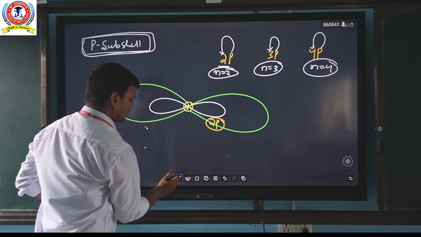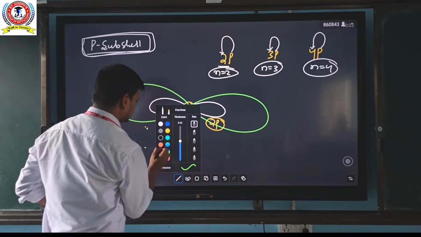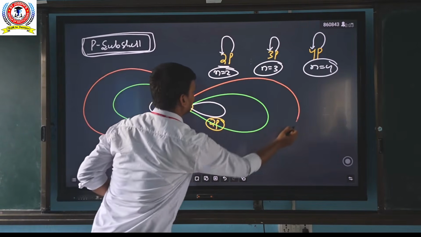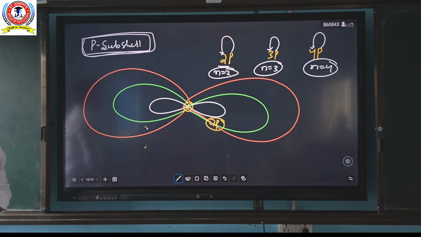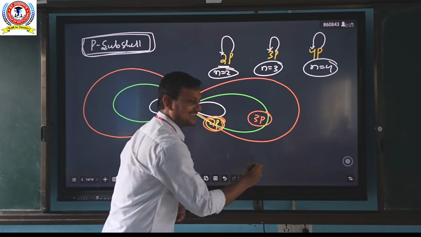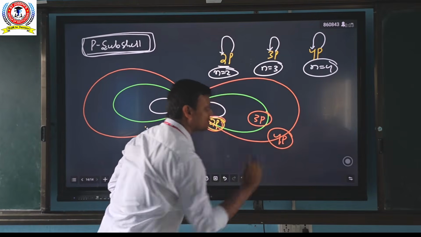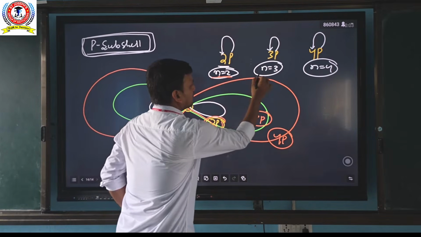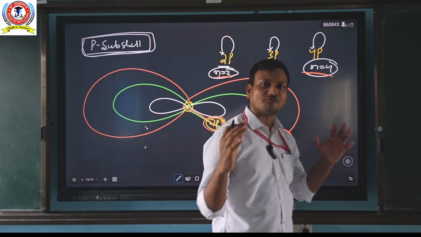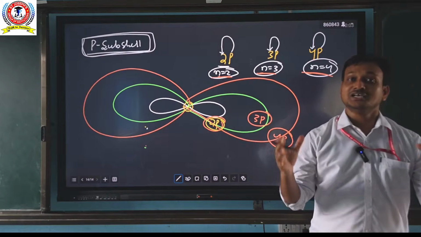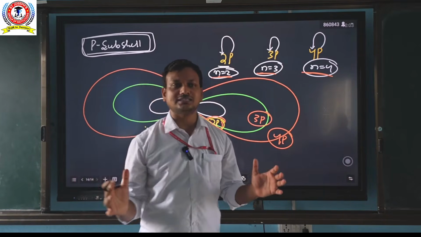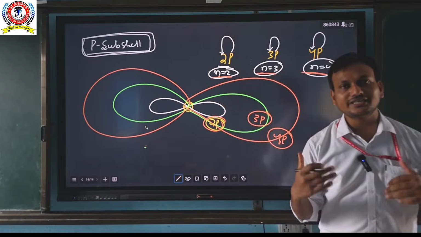3p, and also, students, our favorite color for our Rajesh sir, this is your 4p. That means this is your 2p, this is your 3p, and this is your 4p. When I say 2, 3, 4, that means as the value of n increases, size also increases.